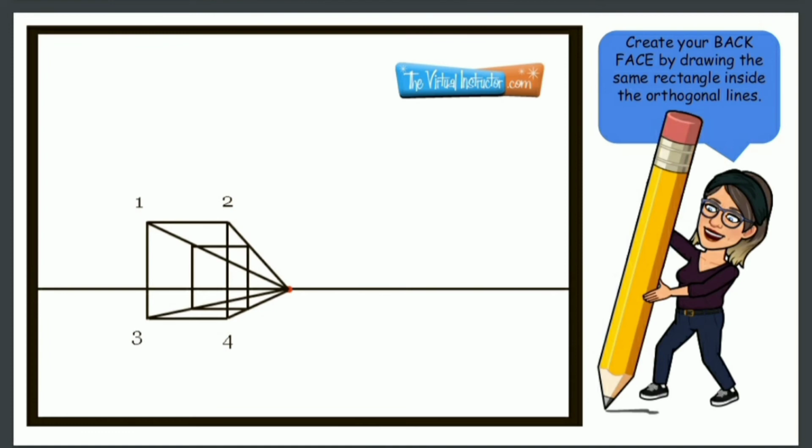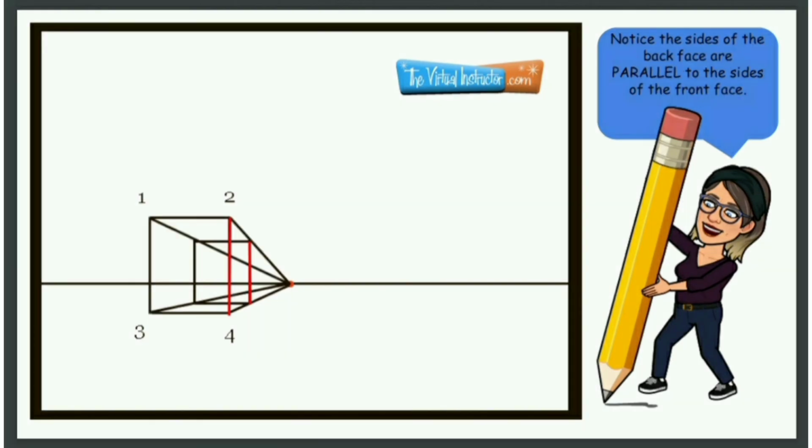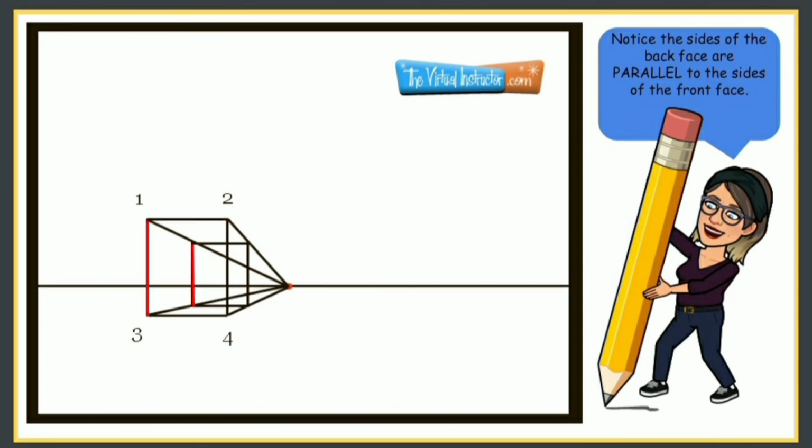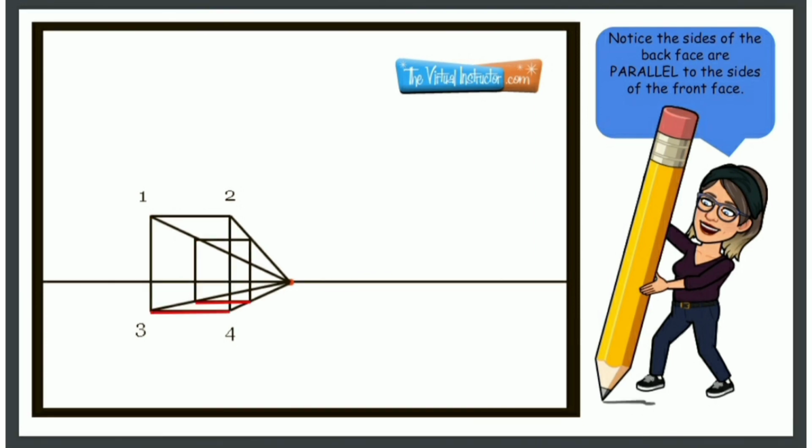Create your back face by drawing the same rectangle inside the orthogonal lines. Remember, it's the same shape pushed back in space. Notice the sides of the back face are parallel to the sides on the front face. You can see that as I move through, each of these pairs are parallel to one another.